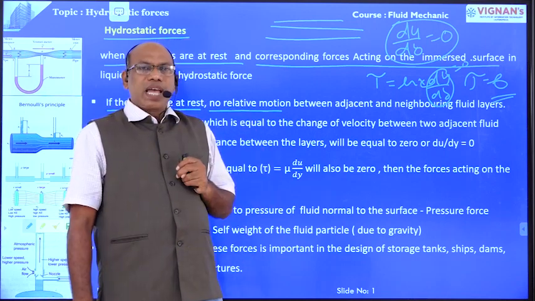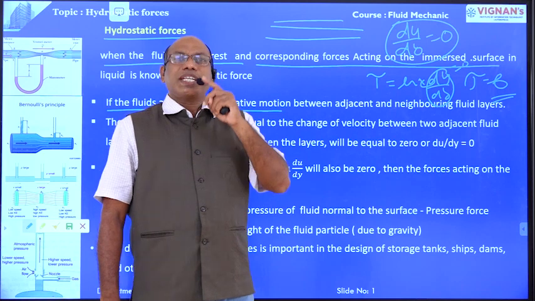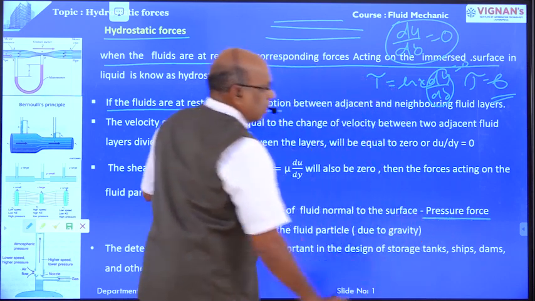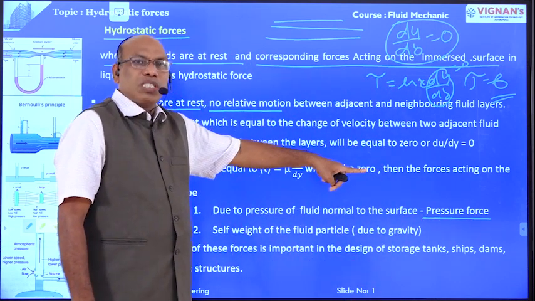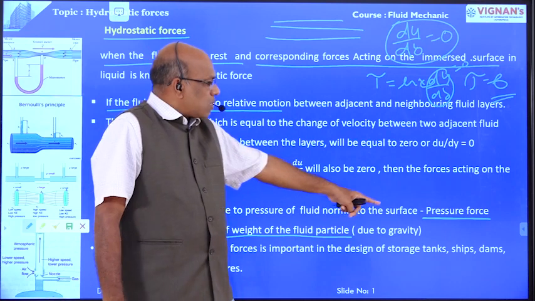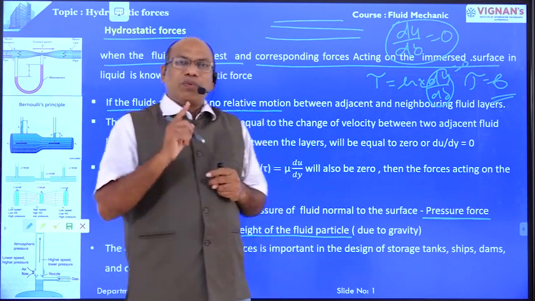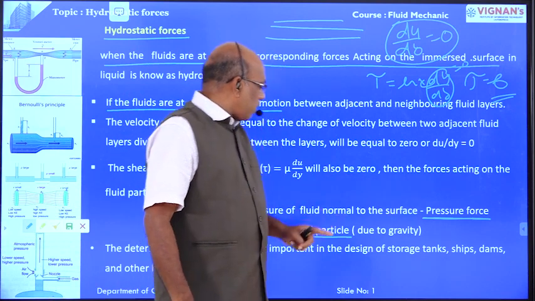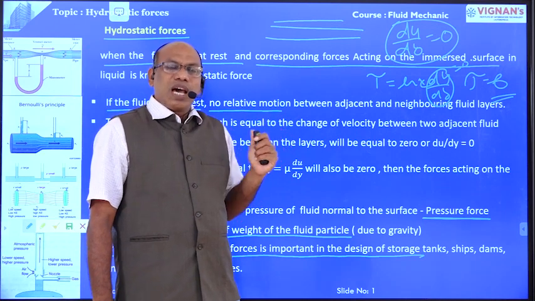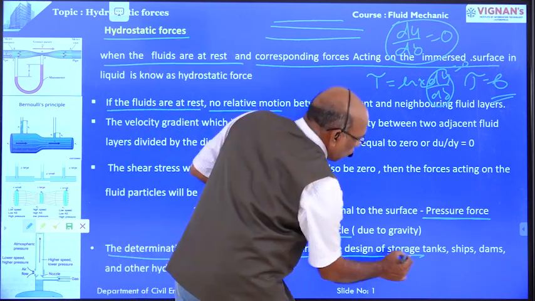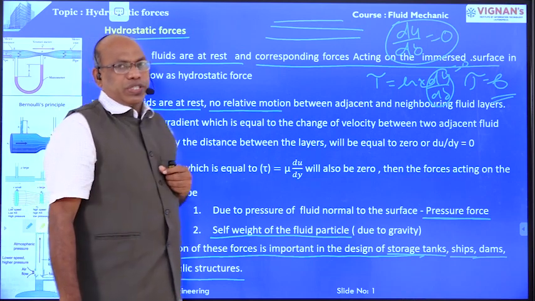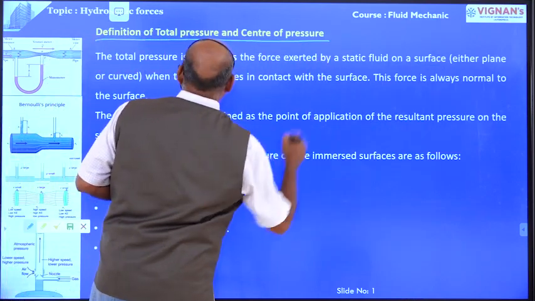So the forces acting on the immersed body, if the fluids are static, are only two forces: the pressure force, because of the pressure intensity normal to the surface, and the self weight of the fluid, because of gravity. The determination of these forces is very important in the design of storage tanks, ships, dams, and other hydraulic structures.